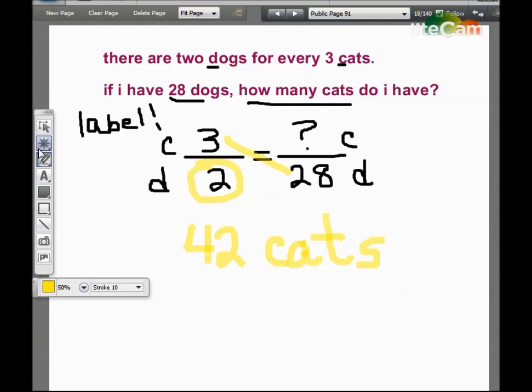Please set up your proportion and label, label, label first. Please don't put any numbers in until you label. C's would go on top, D's would go on the bottom. The rate is in the first.